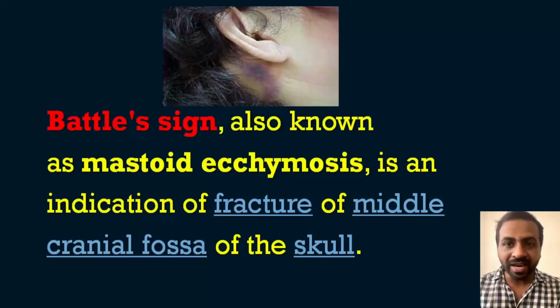Then we will see another sign, that is the Battle sign. Battle sign means, in head injury patients you should be very careful about this sign, because you can see this sign in the mastoid area. It is otherwise known as mastoid ecchymosis, and it is an indication of fracture of the middle cranial fossa of the skull. So in head injury patients, this Battle sign is important.